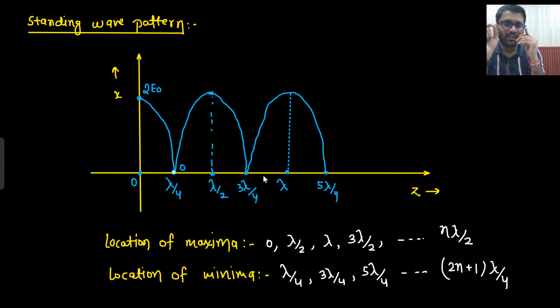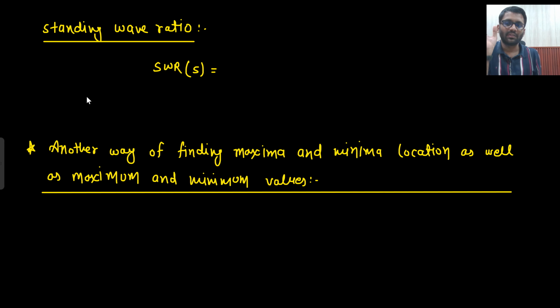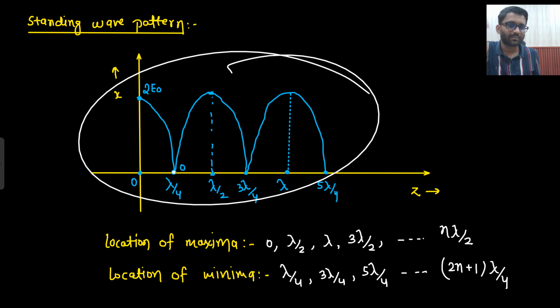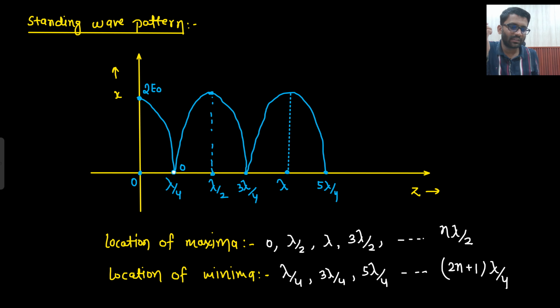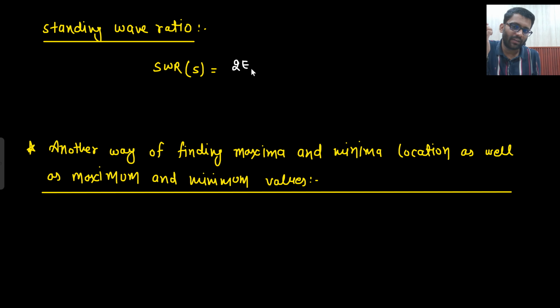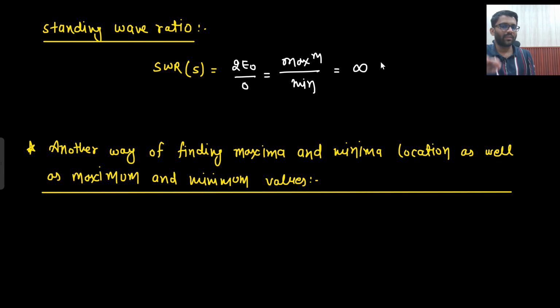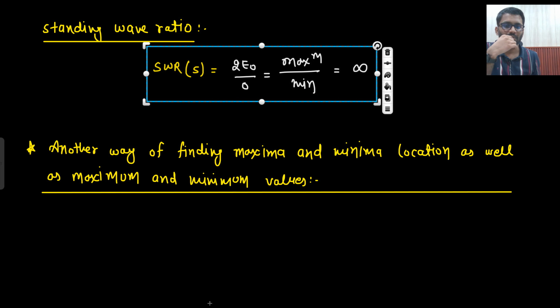Now we will address one important point, that is known as standing wave ratio. What do I mean by standing wave ratio? When you draw this pattern, whatever the maximum value is divided by the minimum value. Basically it is maxima divided by minima. So that is known as standing wave ratio. What is it coming out to be? Infinity. 2E0 divided by 0 is equal to infinity. So this is known as standing wave ratio.